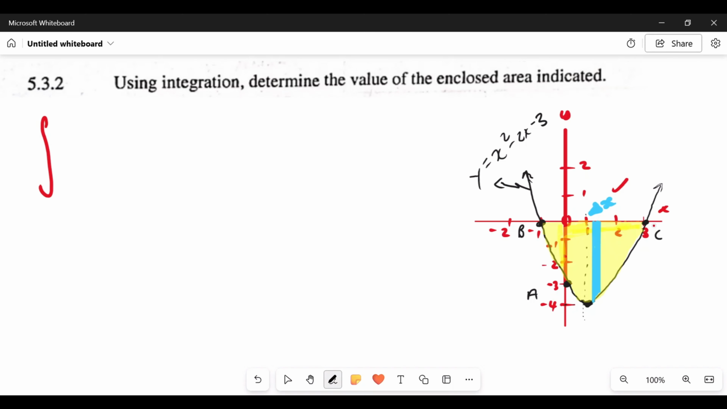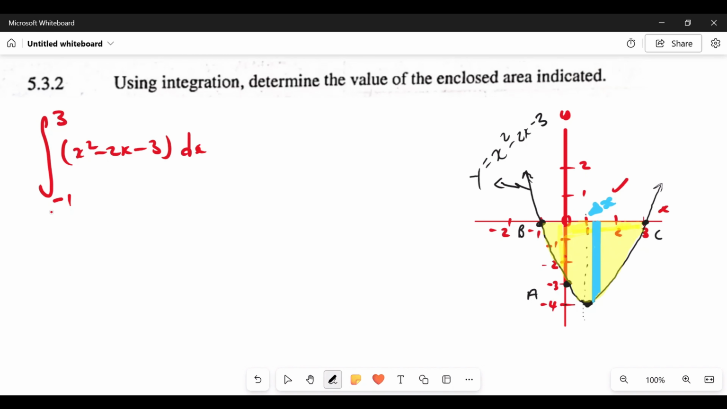So the upper limit here, remember, we have the x-intercept, which is 3. That one is going to be our upper limit because the other x-intercept is lower than 3, which is -1. Here, we're going to write the equation of the graph, which is x squared minus 2x minus 3, dx. So we are integrating with respect to x. From here, we're just going to integrate, substitute, and then we get our area.